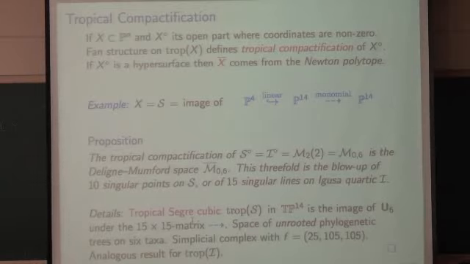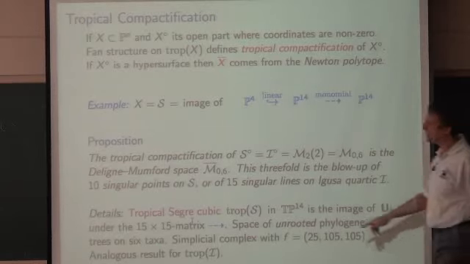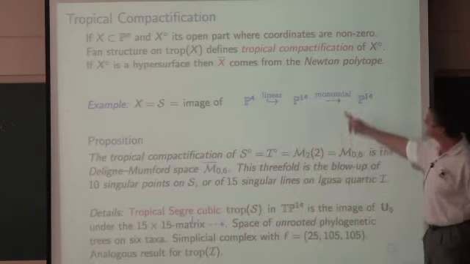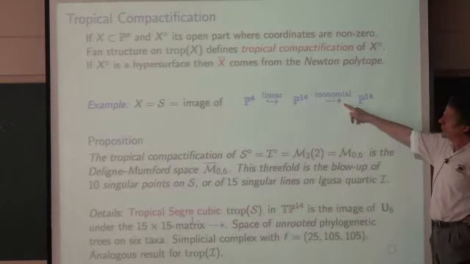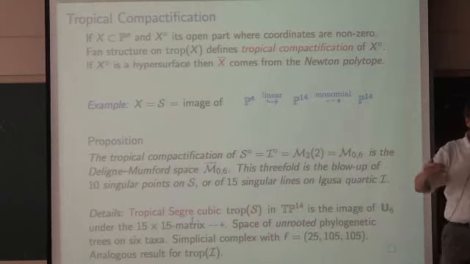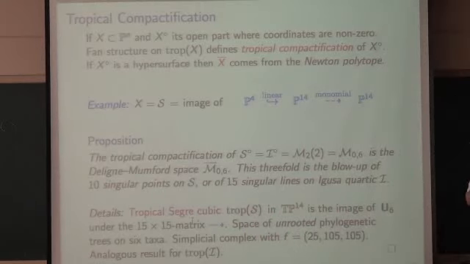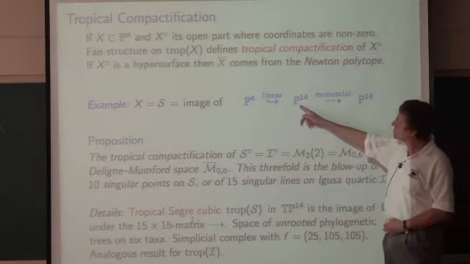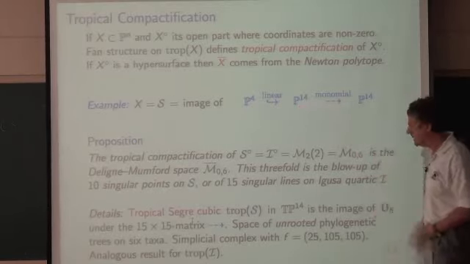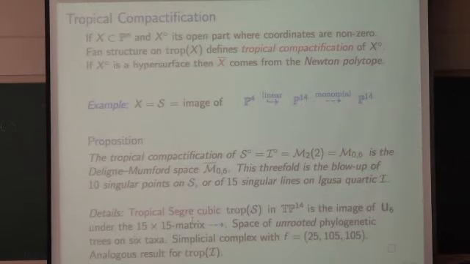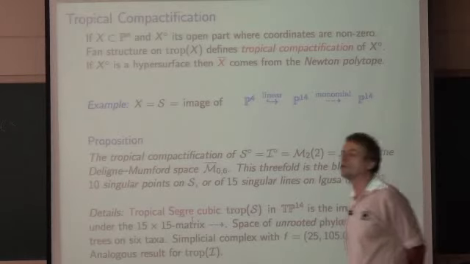So the tropical Segre cubic is the image of the space of ultrametrics under the 15 by 15 matrix. A monomial map tropicalizes to a linear map, right? So tropicalization is taking the logarithm, so a monomial map becomes a linear map. So I simply take this tropical linear space and I map it in, and we get a simplicial complex with 105 triangles, and that's our tropical compactification. So that's also our first non-trivial example.